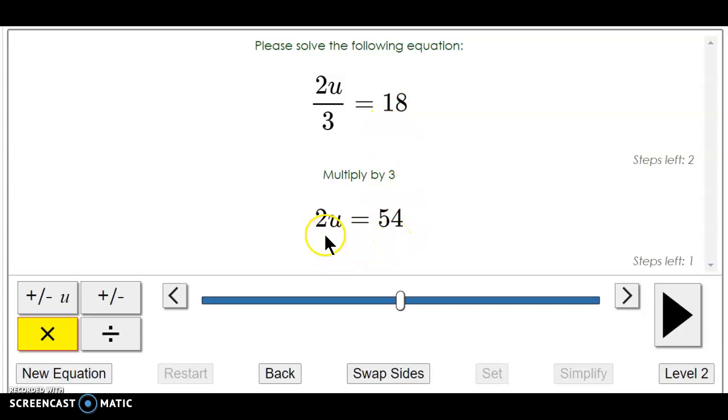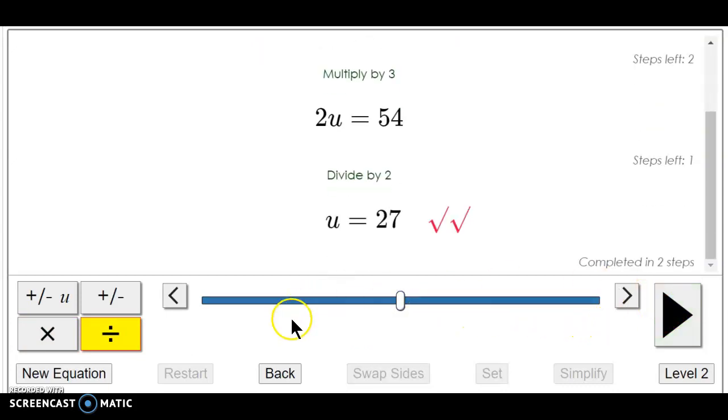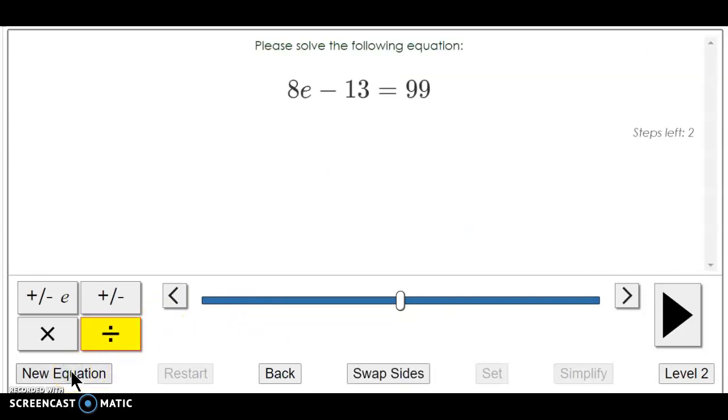Now the next step is to get rid of the 2 times u, so I do the opposite. I choose to divide both sides by 2. Yep, done. All right, so try another one, see how it goes. Yep, it's a different type.